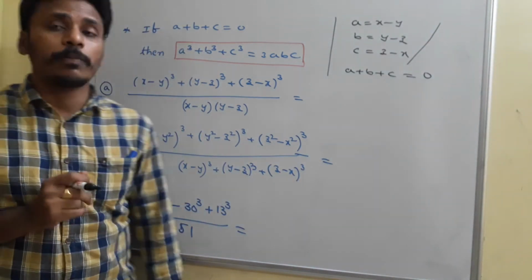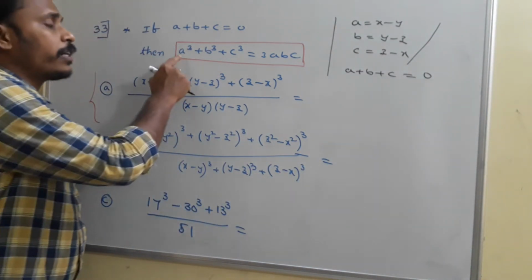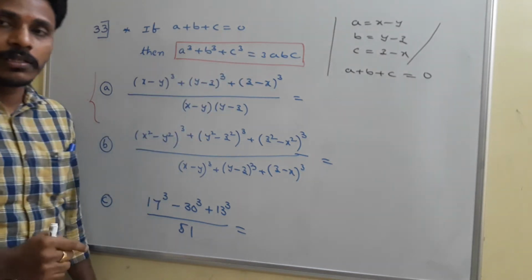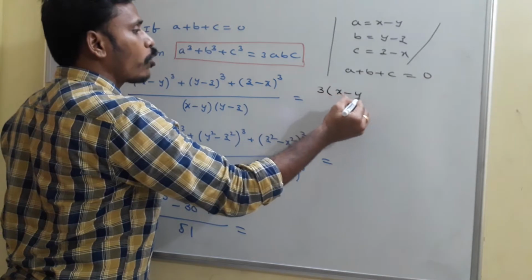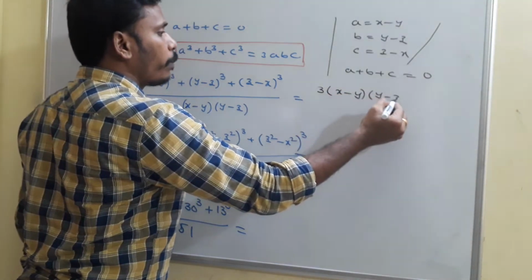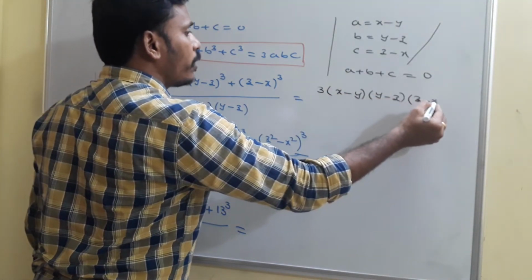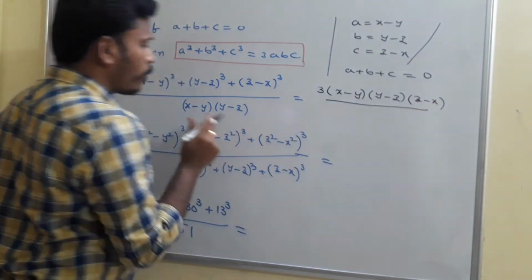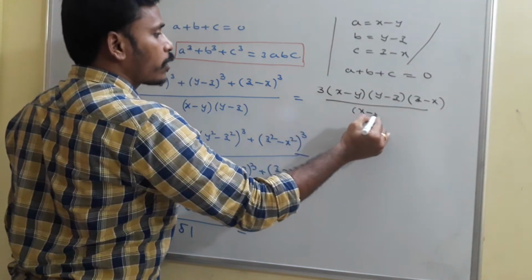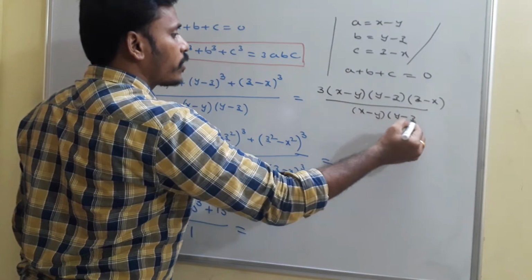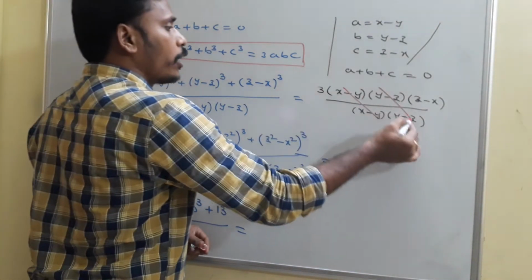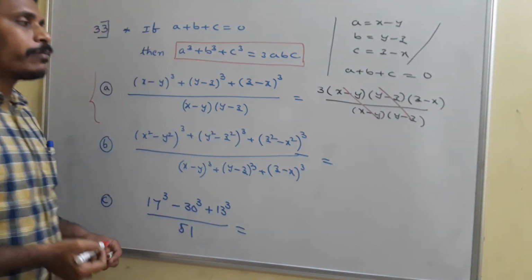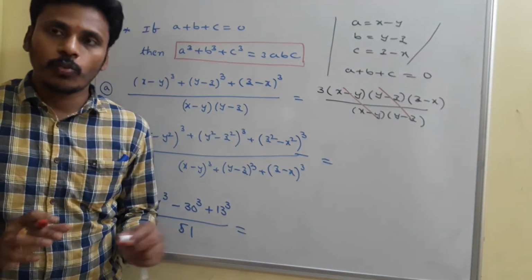And since a plus b plus c is 0, as I mentioned to you, a cube plus b cube plus c cube is 3abc. So this numerator directly becomes 3 times of a, x minus y, b means y minus z, c means z minus x, divided by, as given, x minus y into y minus z. If you cancel out that x minus y and y minus z, your answer at the end is 3 times of z minus x. Okay, that's one of the problems.